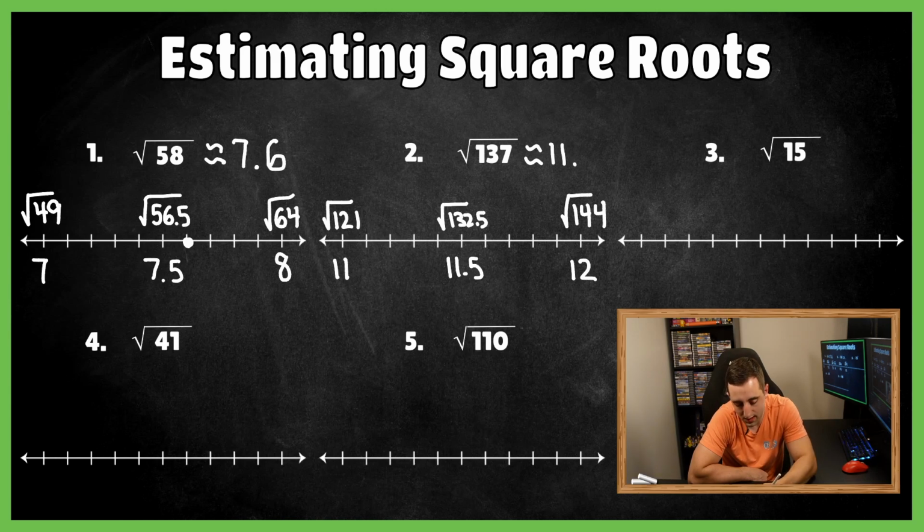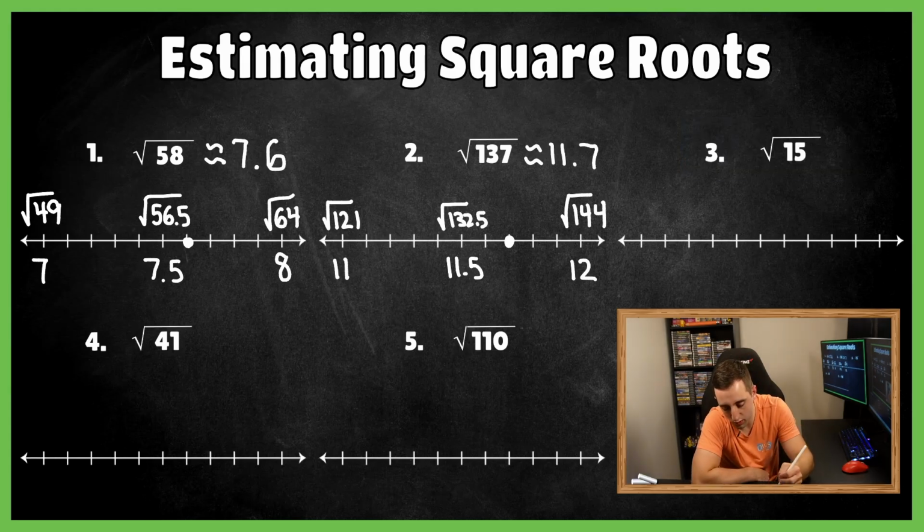So my estimate this time around is going to be 11.7. Again, still leaning towards the middle, right? But still a little bit further away. We just don't want it to be closer to 12 than it is 11.5. So my estimate's going to be 11.7.